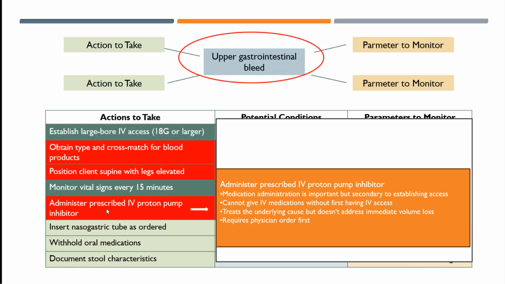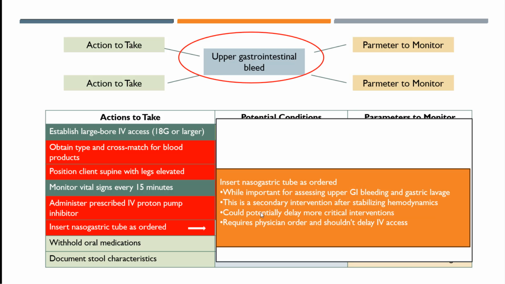Administer IV proton pump inhibitor. Well, sure, this could become an order later, but medication administration, while important, is secondary to establishing access. You cannot give IV medications without first establishing IV access. Exactly. It treats the underlying cause, but doesn't address immediate volume loss. It requires a physician order first. Absolutely. You can't give these meds without the doctor ordering it.